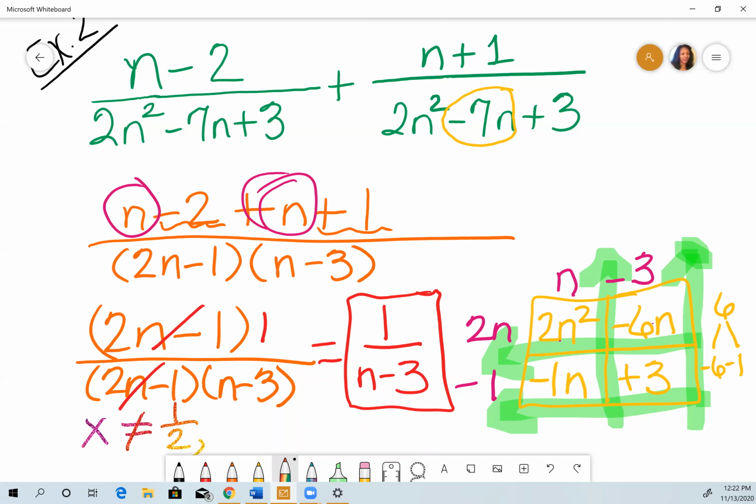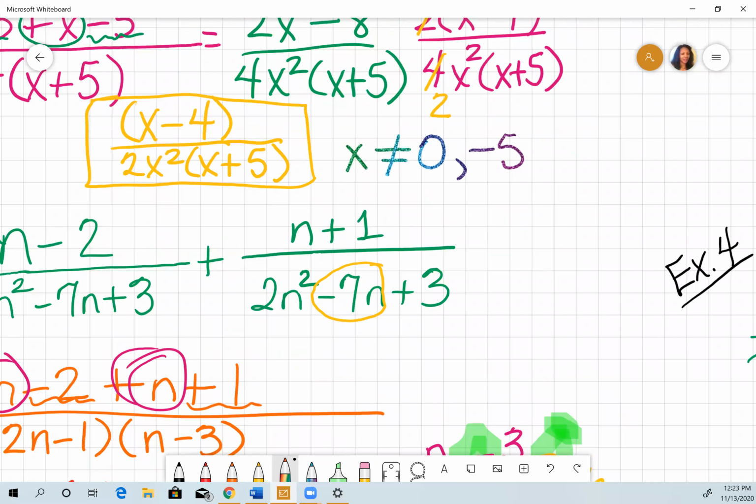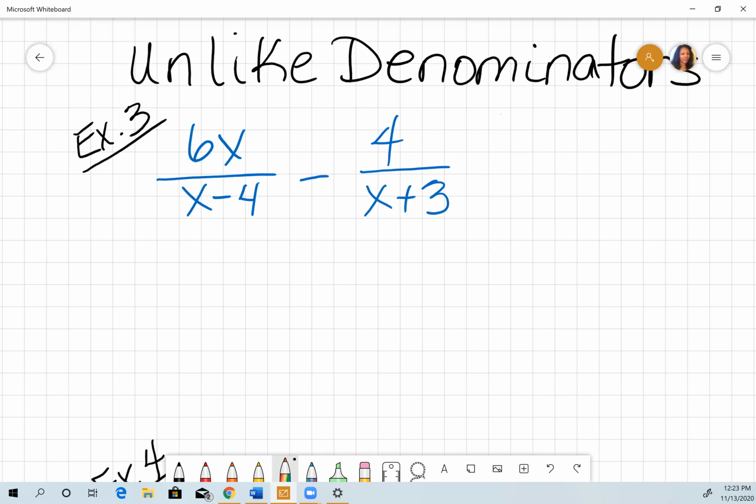Same thing here. n minus 3 set equal to 0. I can just add 3 to both sides, and I know that n cannot equal 3, or I can use that same method. Change the sign of my constant, which is a positive 3, and divide by what's in front of n, which is 1. 3 divided by 1 is simply 3. Those are my excluded values. So what I just did was for problems that have the same denominator. Let's look at some that have unlike denominators.